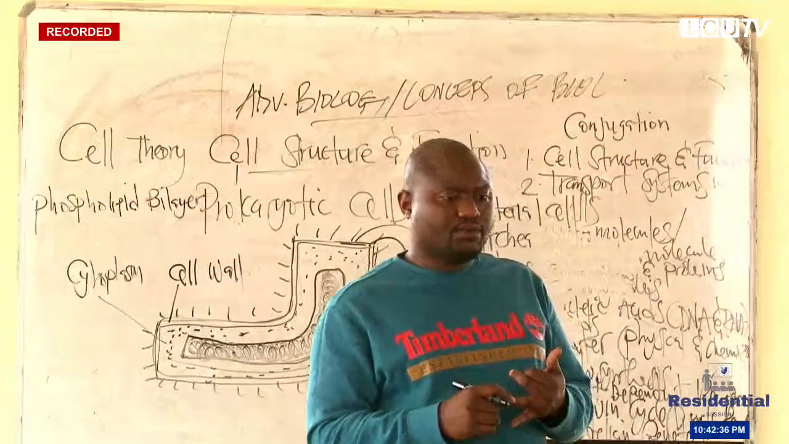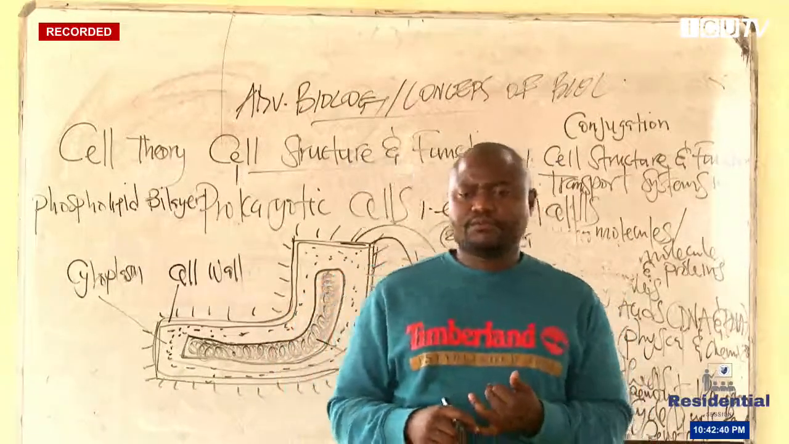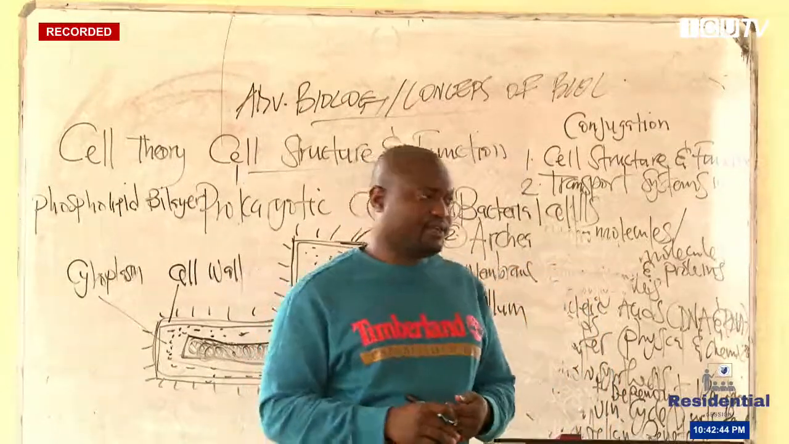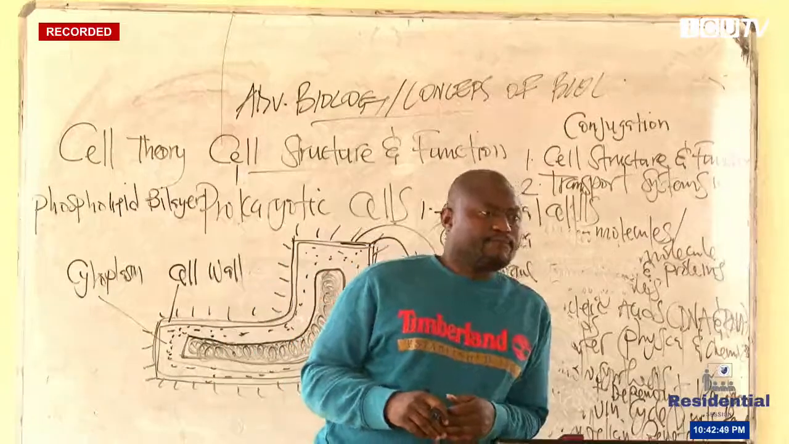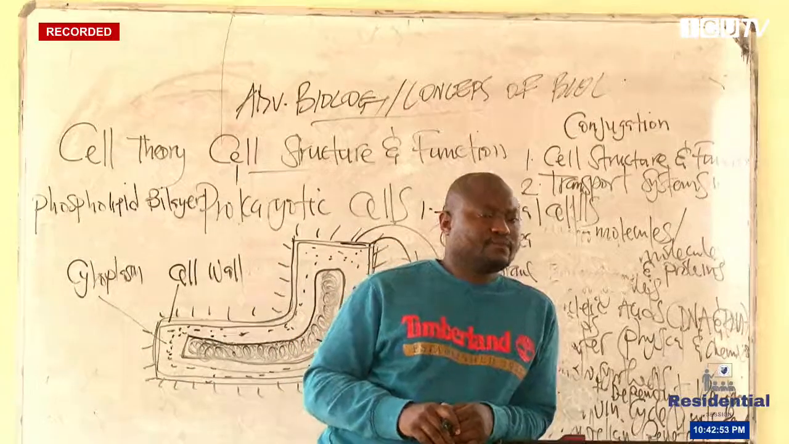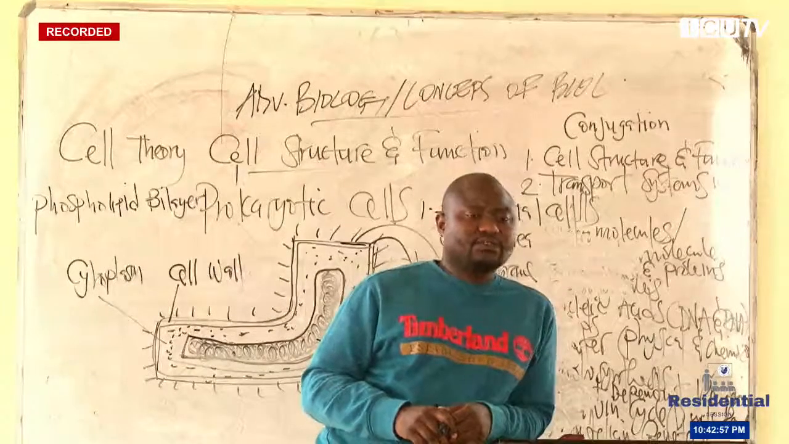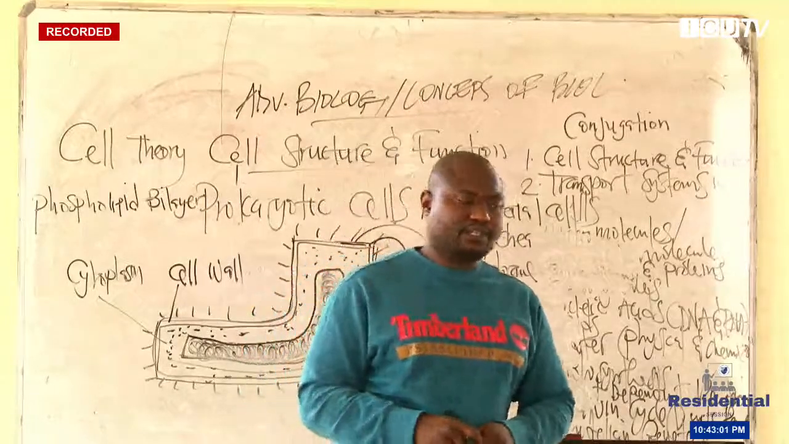The cell wall maintains the shape of the cell. Number three, who can tell me number three? What is the other function of the cell wall? Very important. Yes. It prevents the... Exactly. So the cell wall prevents dehydration.